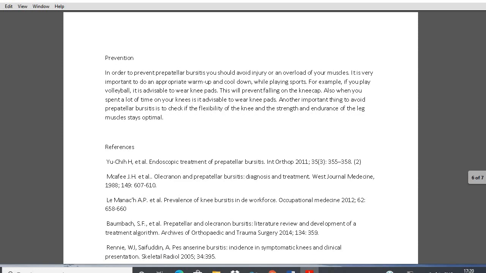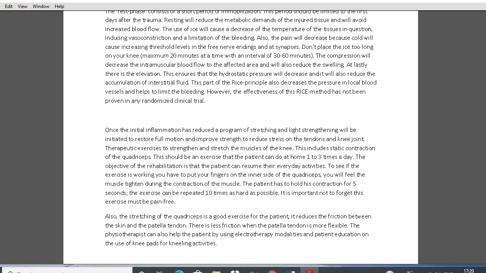Once the initial inflammation has reduced, a program of stretching and strengthening is very useful to restore motion, improve strength, and reduce the stress on the tendons and the knee joint. Therapeutic exercise to strengthen and stretch the muscles is important. This includes isometric contraction of the quadriceps, which should be practiced by the patient at home 1 to 3 times a day. The objective of rehab is that the patient can resume their everyday activities.